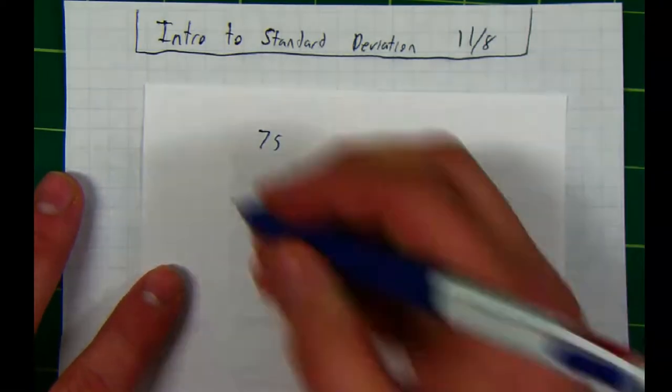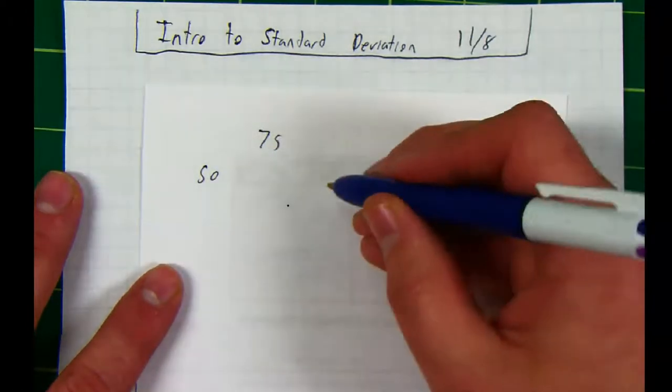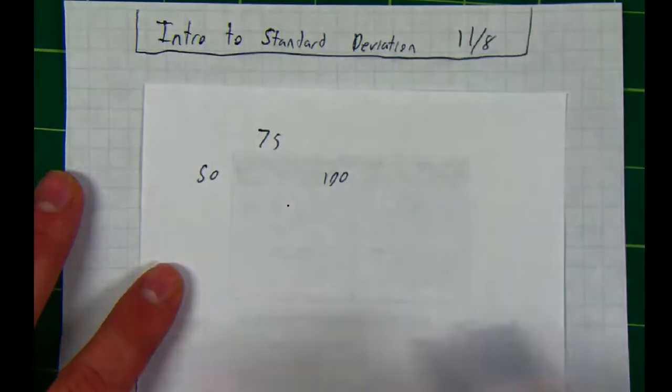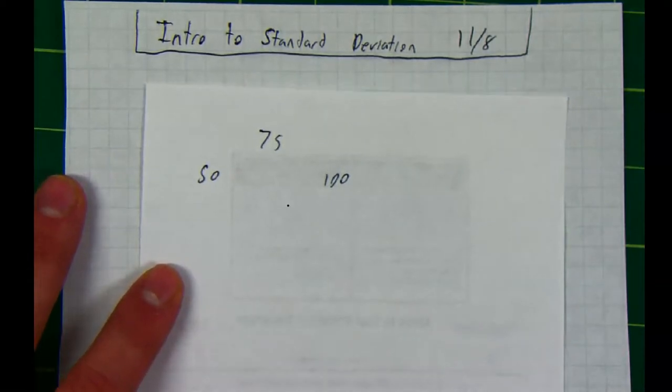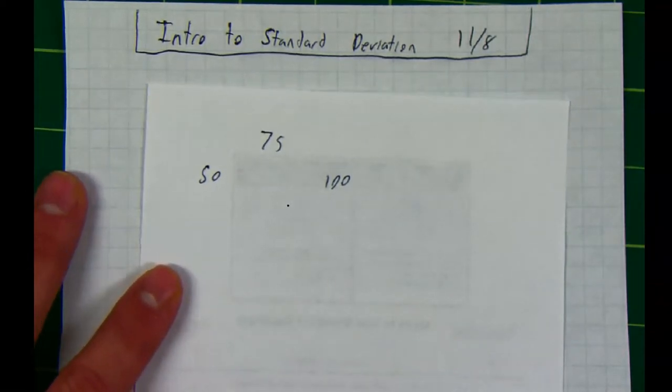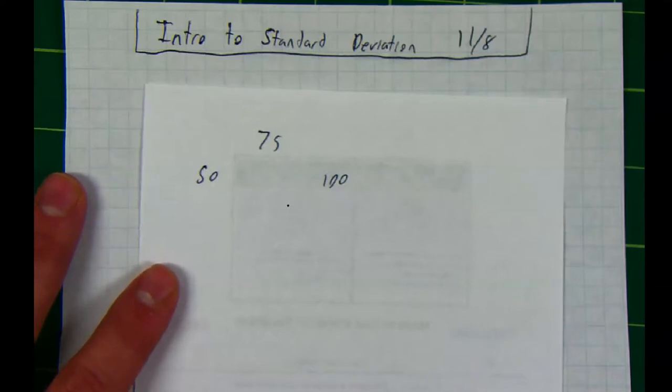75. But what if half the kids got a 50 and half the kids got 100? Well, that would average to a 75, wouldn't it? But if I grab a random student and ask, what's your grade? 50. What does that average do for me? It tells me what the middle number is, but that doesn't tell me much about the individual values from that set of data. This is where standard deviation comes in.